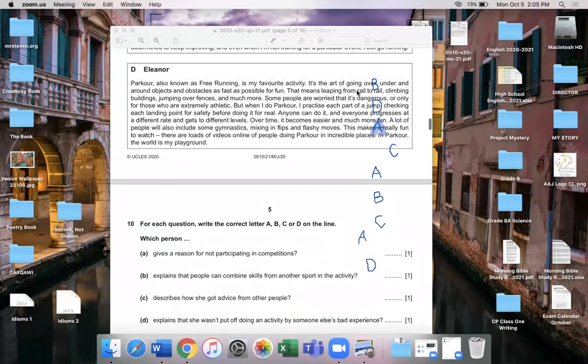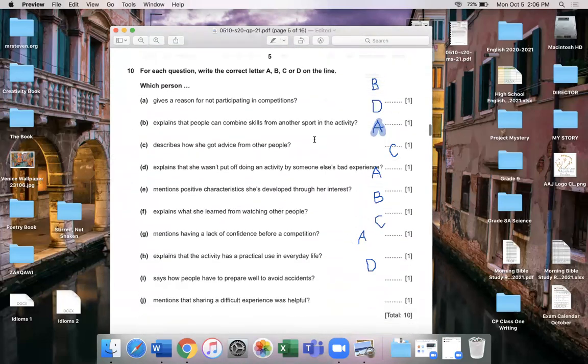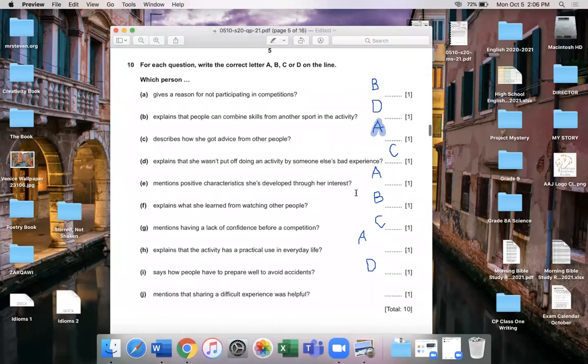Let's find the sentence to make sure that we're 100%. Leaving rail to rail, some people are worried it's dangerous. But when I do parkour, I practice each part of the jump, checking landing spots before it's real. Anyone can do it. Okay, so right there in the meat of the paragraph in the center, we find that D is the best answer.